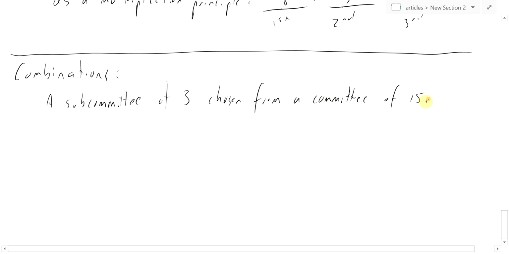And if you get into professional life, you'll be on committees so often your head will spin. Sort of the worst thing about having a job. So there's a committee with 15 people, they need a subcommittee of 3 people, they're not worried about who's doing what, it's just 3 people have to go and do this thing. So order doesn't matter here, we just need 3 bodies. So this is C(15,3). And if you grind that out in your calculator, you get 455.